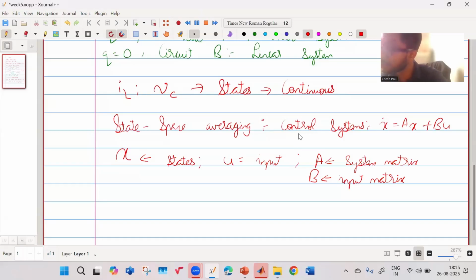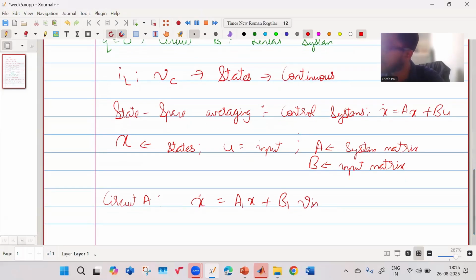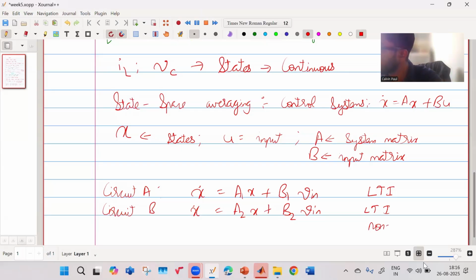So what happens is, in your circuit A, we will have X dot is equal to A1X plus B1 Vin in the case of these DC-DC converters. And your circuit B will be X dot is equal to A2X plus B2 Vin. Okay, so you observe that this is linear time invariant. This also is linear time invariant. But because of the switching between these two systems, the overall system is non-linear.